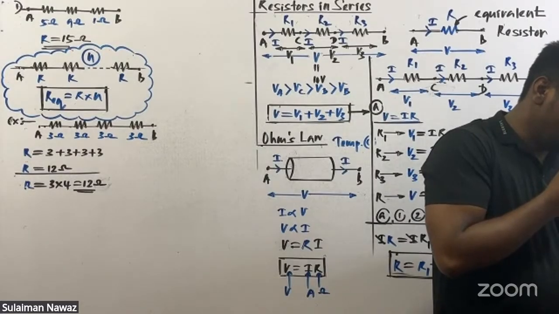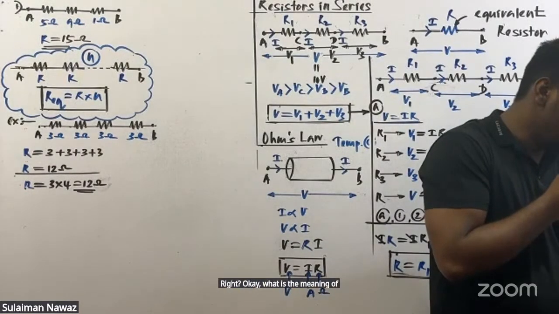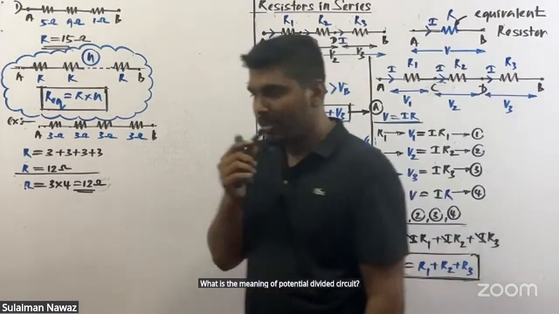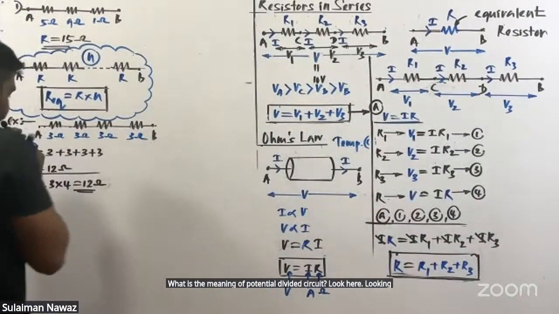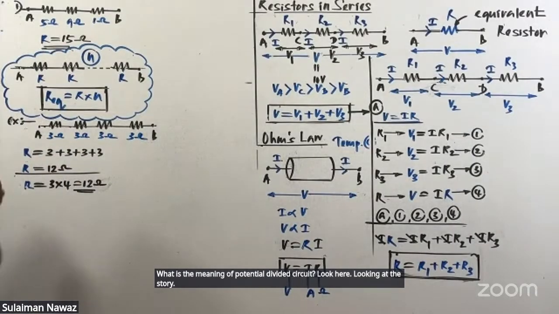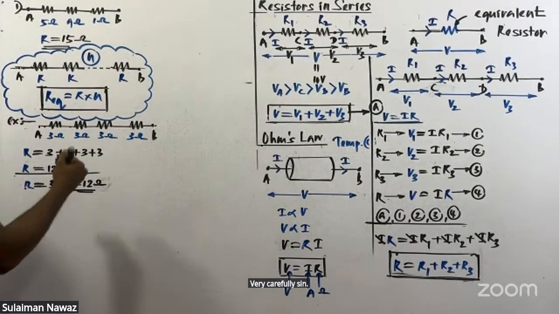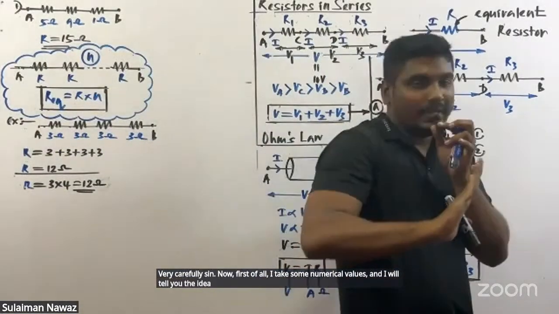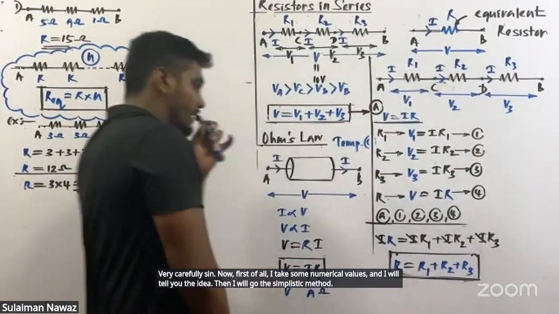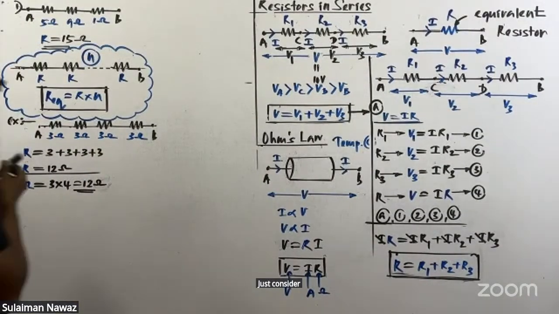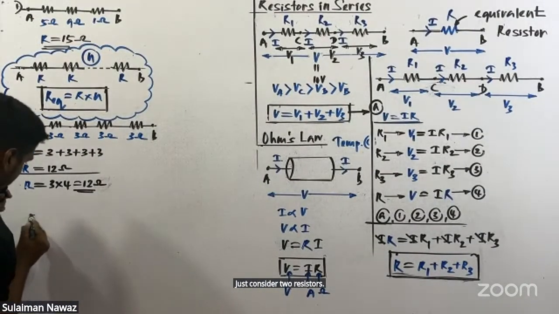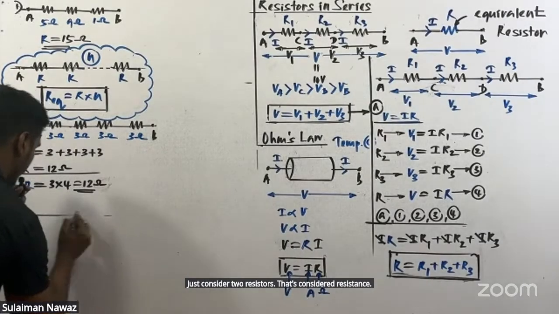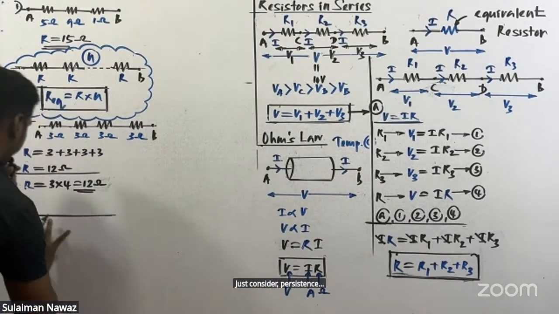What is the meaning of potential divider circuit? Look here, listen very carefully. First of all, I take some numerical values and I will tell you the idea. Then I will go to the symbolic method. Just consider two resistors.